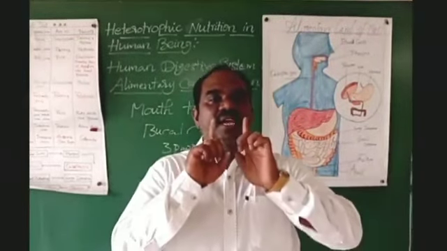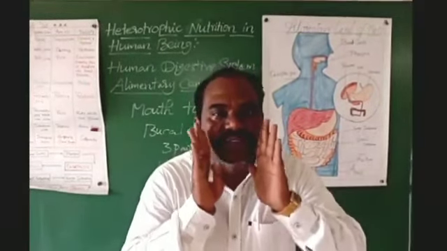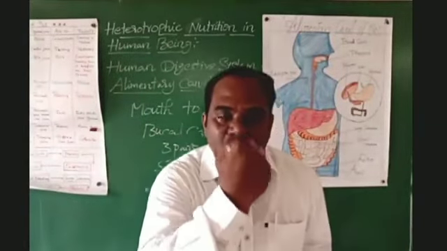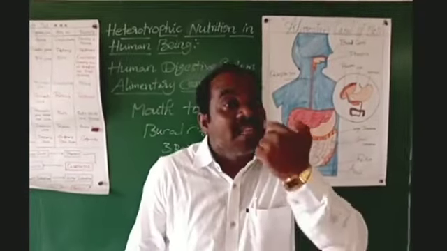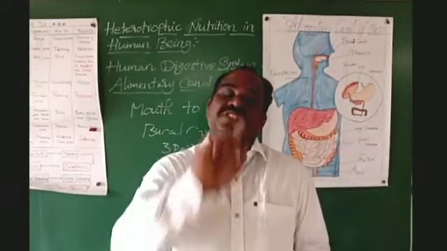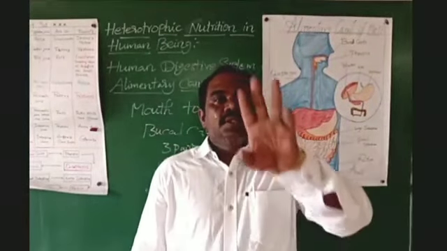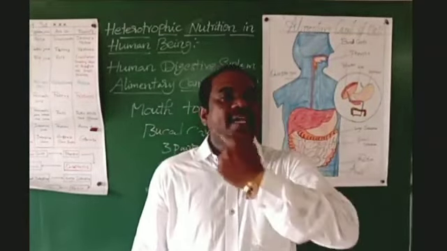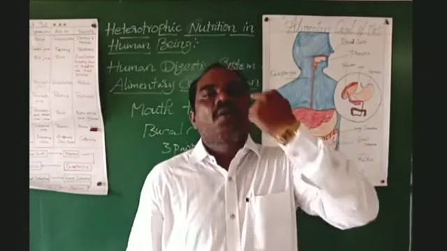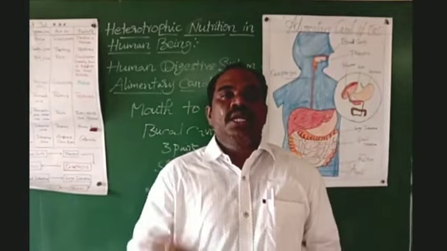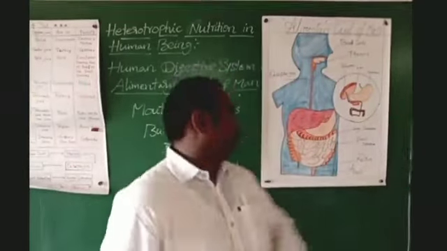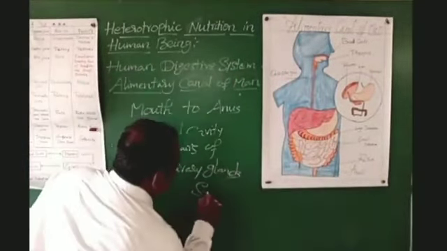3 pairs of salivary glands are present in our mouth cavity: one pair at the sides of the jaws, one pair below the tongue, and another pair in the palate. Salivary glands secrete saliva.